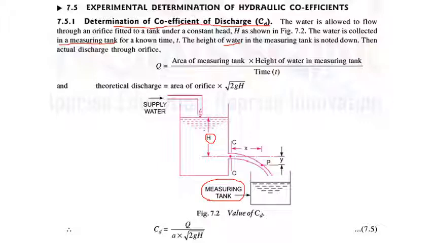For a known time T, the height of water in the tank is noted down. Actual discharge is obtained by multiplying the area of the measuring tank into the height of the water in the measuring tank divided by time T. Theoretical discharge is area of orifice into square root of 2gH. So Cd is equal to Q by a into square root of 2gH. That is, actual discharge Q divided by theoretical discharge, which is equal to area of cross section of the orifice, small a, into the theoretical velocity, square root of 2gH.